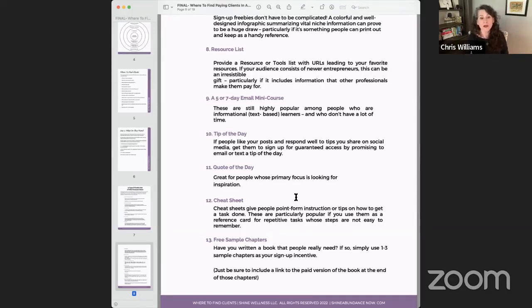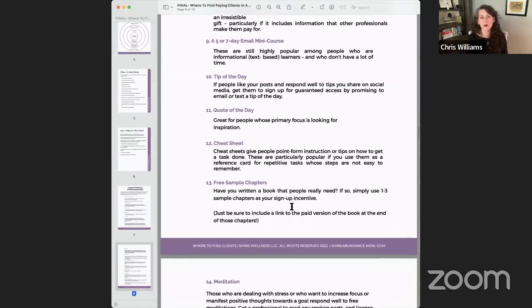Cheat sheets are also really great. So cheat sheets give people instruction on tips on how to get a task done in one place. So think about using them as a reference for maybe some repetitive tasks whose steps are not necessarily easy to remember. Okay, so if you are a coach or a holistic practitioner, basically what we're doing is we're consolidating the information into one cheat sheet, one tip sheet.